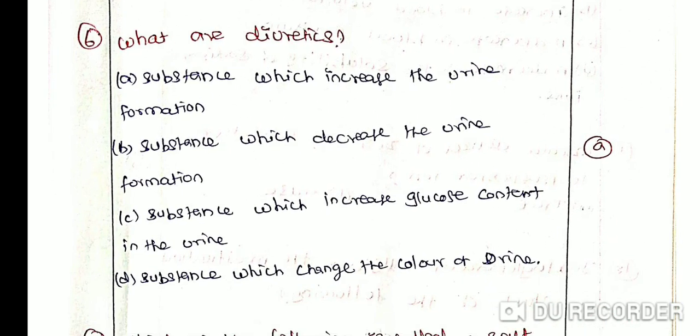Next question: what are diuretics? Option A substance which increases the urine formation, option B substance which decreases the urine formation, option C substance which increases the glucose content in the urine, option D substance which changes the color of urine. The correct answer is option A. Explanation: diuretics are substances that produce more urine output. These include tea, alcohol, coffee, etc. These substances suppress the release of anti-diuretic hormone.